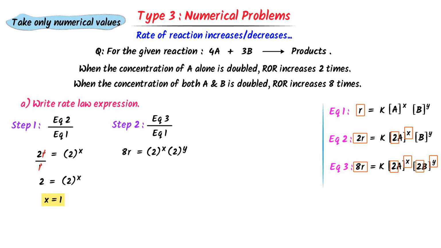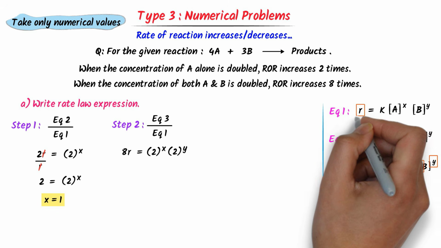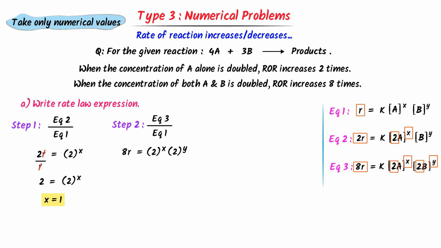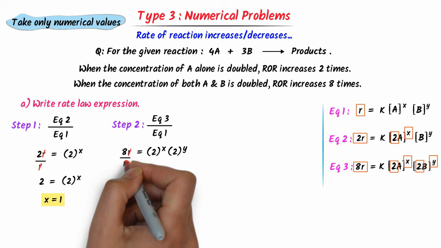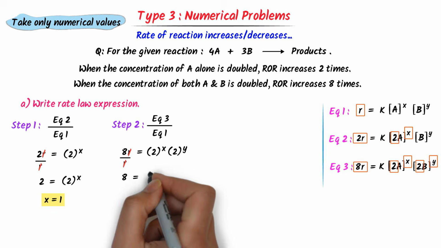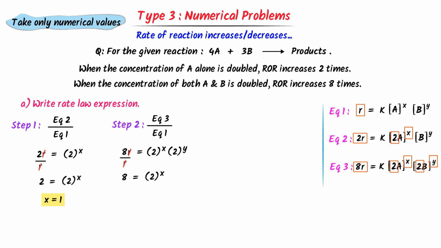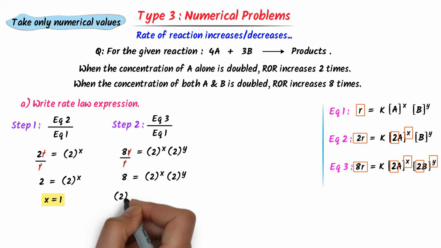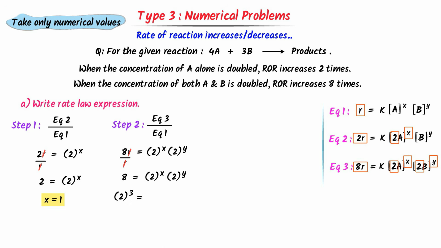In case of equation number 1, I always take only r, or rate of a reaction, and I divide equation number 3 by it. Now this r and this r are cancelled out. I get 8 is equal to 2 raised to the power x and 2 raised to the power y. Or we can also write 2 raised to the power 3 is equal to 2 raised to the power x plus y. The bases are the same, so powers are the same. I get x plus y is equal to 3.